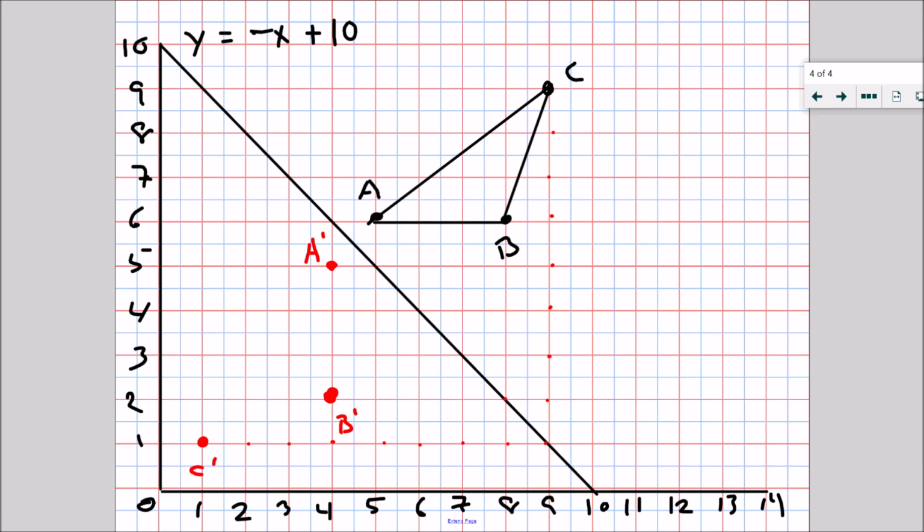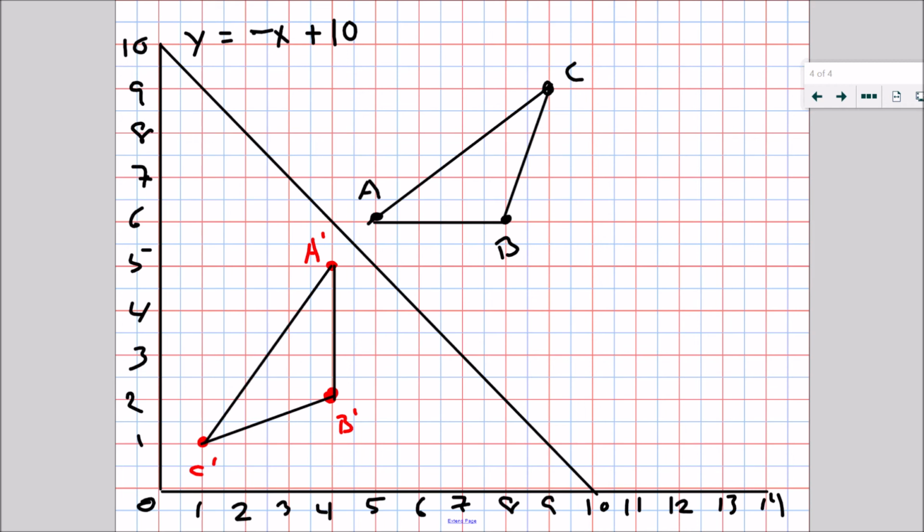Erase the dots just because they make it look messy. And let's connect them up. And there we go. We have reflected ABC to A prime, B prime, C prime across the line which I have given you the name of and would never expect you to find the name of in grade 6, y equals negative x plus 10. This is our reflection. All you need to do is remember that vertical and horizontal switch places when you're reflecting diagonally. And you need to be on the opposite side of the line.